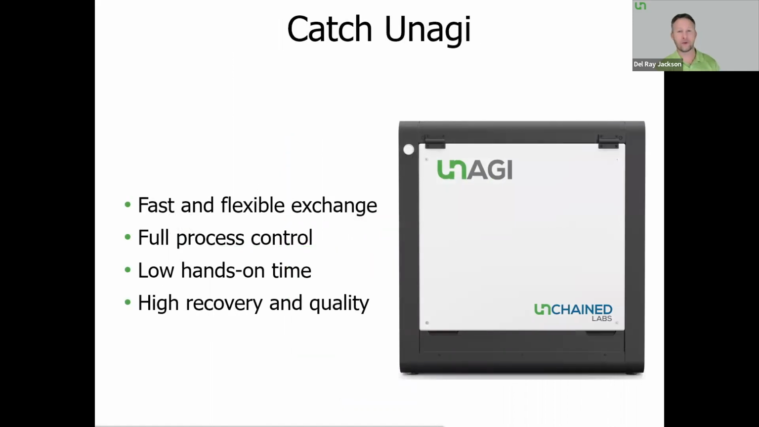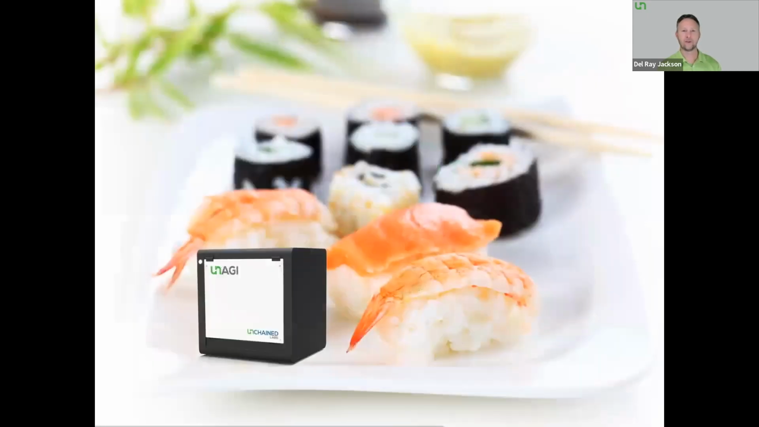So, you know, I thank you for tuning in today. Hopefully in these few minutes, been able to tease you enough to see that if you can catch Unagi, you'll be able to get fast and flexible exchange. You're going to gain full process control with very little hands-on time. Time is precious, and Unagi is going to give you more of your time back, but you're not going to have to sacrifice anything. Unagi does buffer exchange and concentration with high recovery and sample integrity maintained. So hopefully you see that Unagi can be a delicious complement to your lab equipment. And with that, I will turn it back over to Christiane. Thank you very much.